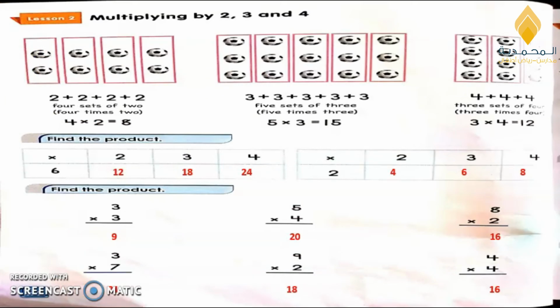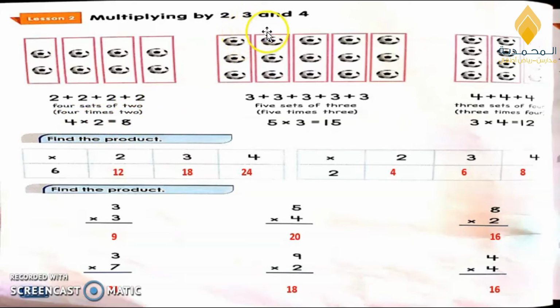Now let's move to page 24 together, which is multiplying by 2, 3, and 4. Look at this example. We have here 4 groups. Inside each group, there are 2 balls, as you can see. So 4, 1, 2, 3, 4. 4 times 2 is 8. How do we get 8? We add 2 plus 2 plus 2 plus 2 equals 8. So 4 times 2 is 8, or 4 multiplied by 2 is 8.